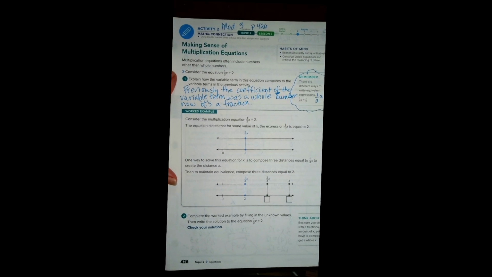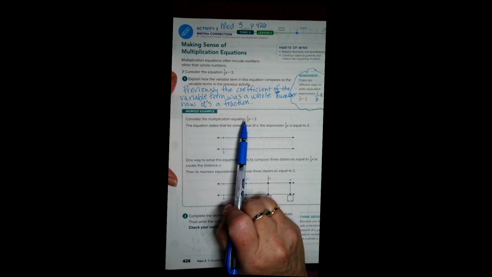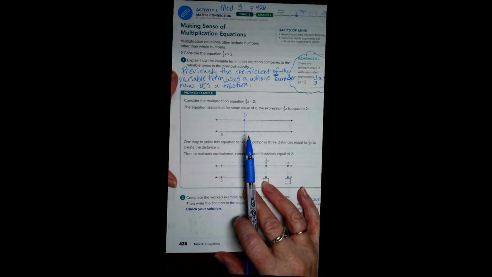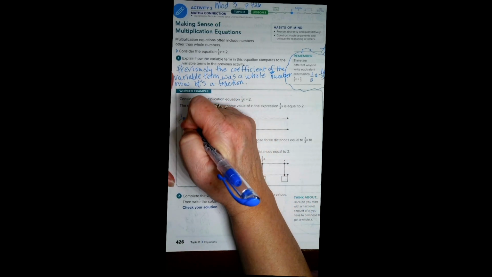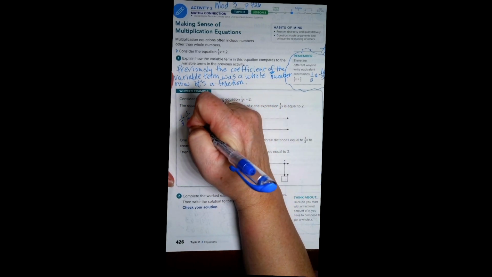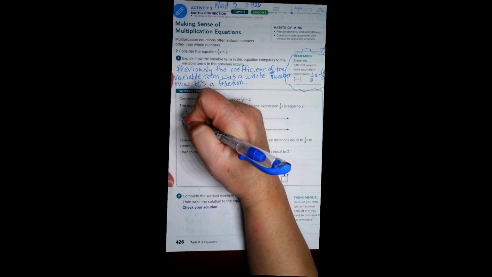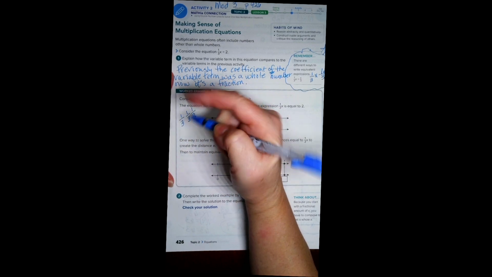Worked example. It says, consider the equation that states for some value of x, the expression 1/3 x is equal to 2. So we have this multiplication equation, 1/3 x equals 2. This equation states this. So one way to solve this equation for x is to compose, not decompose, but compose. Now we're going to add on to 3 distances equal to 1/3 x to create the distance of x. And that makes sense, right? So 1/3, we do 3 equal distances of thirds. 1/3, 2/3, 3/3 gives us 1 whole, right?